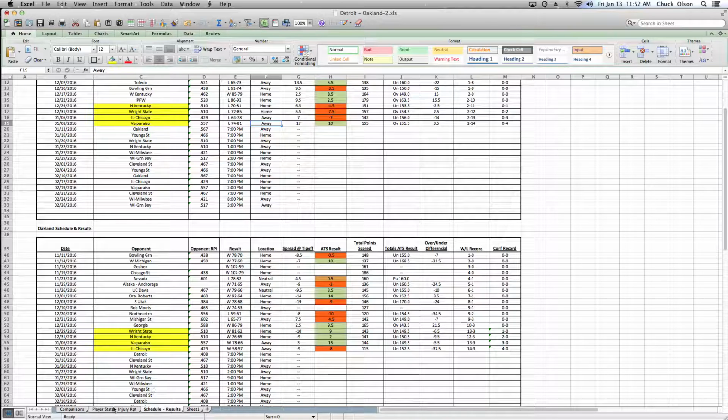Valpo, they played Valpo away. Oakland played them away as well. Wow, every single thing lined up. That is truly fortuitous. Oakland beat Valpo. Of course, they're 4-0. Oakland beat Valpo by 12. Very strong win.